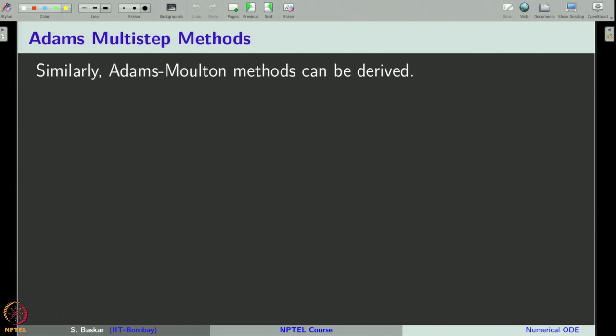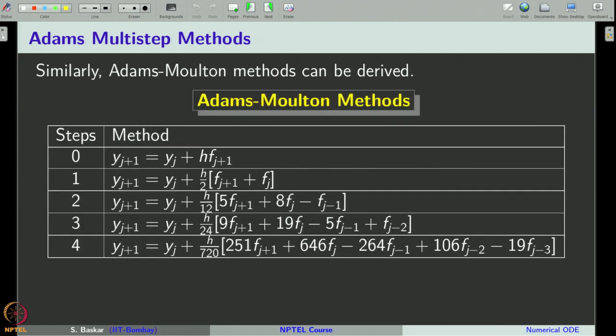Once you got the idea of how to derive the Adams-Bashforth method, you can also derive Adams-Moulton method similarly. The only difference is that you have to include one more grid point, that is node point xj plus 1, and thereby you will be constructing a polynomial of degree 1 greater than the degree that you had with Adams-Bashforth method. Otherwise, the derivation goes exactly the same as we have illustrated in the 3-step Adams-Bashforth method. You can easily derive the Adams-Moulton method with step 1, 2, 3, 4 and so on. You can also go on, but we will only restrict ourselves to maximum 3 or at most 4. Okay? We will not go more than that.